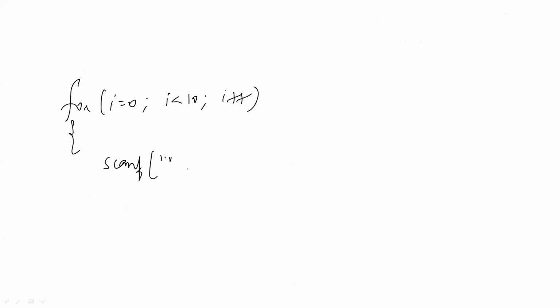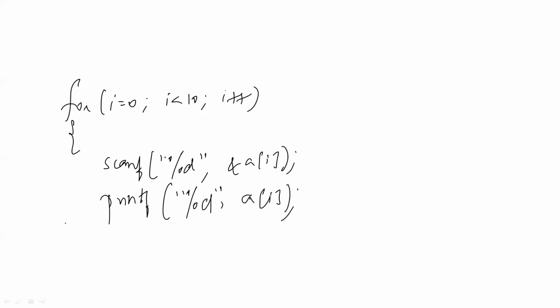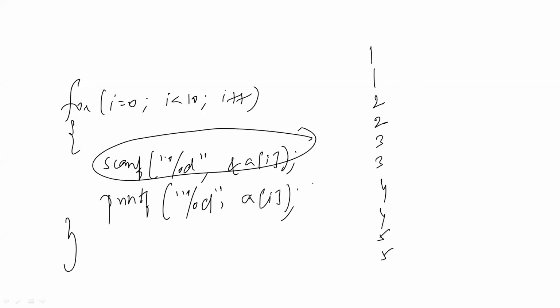Scanf percent d, ampersand A of I, and printf percent d, A of I. What will happen? While executing, you give the first value 1, it will print 1. 2, 2 will be printed. 3, 3 will be printed. 4, 4, then 5, 5. So what is the fun in that? You have to read once, then print all the values. Then only you will understand what is happening internally. How are they being stored?